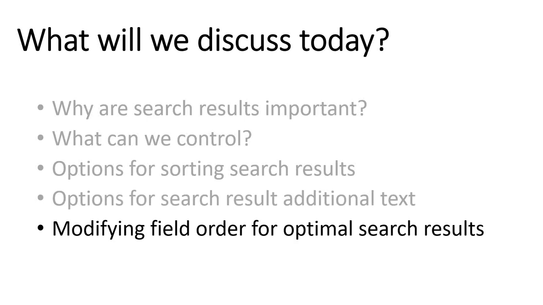The final topic I'd like to discuss today is modifying field order for optimal search results. We know that first and second fields are important for everyone because they display as the link to your item. If you opt to have the third field display below your search results, then the third field takes on special importance too. Let's talk about how to make good selections for your first three fields.